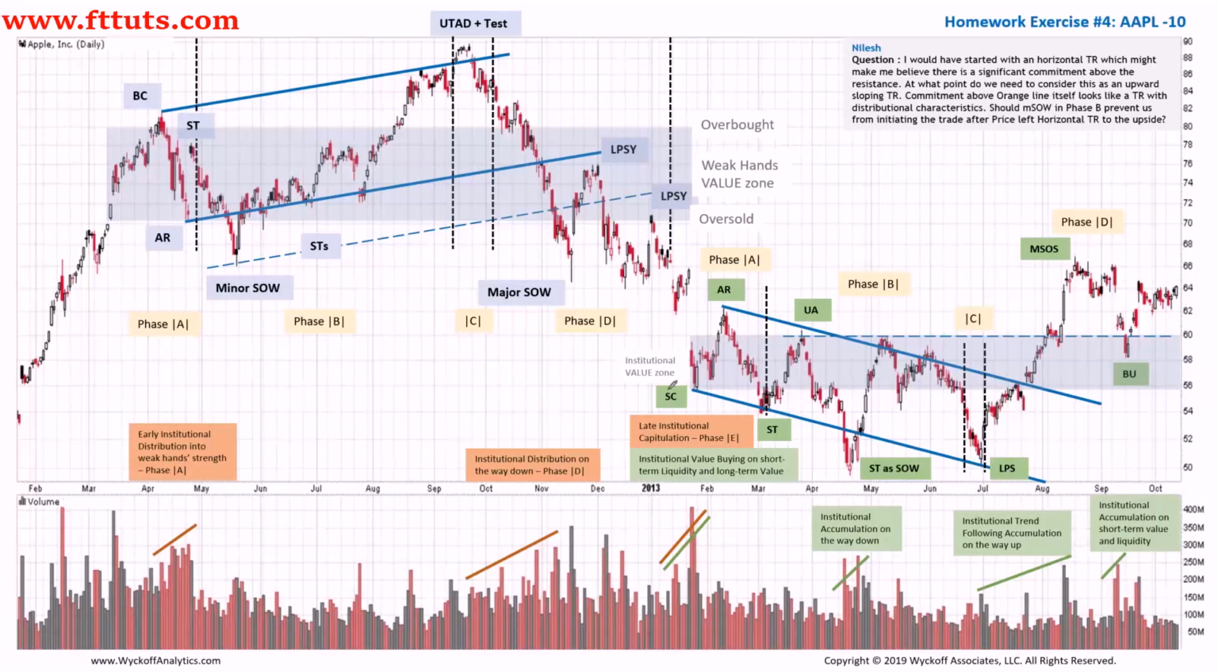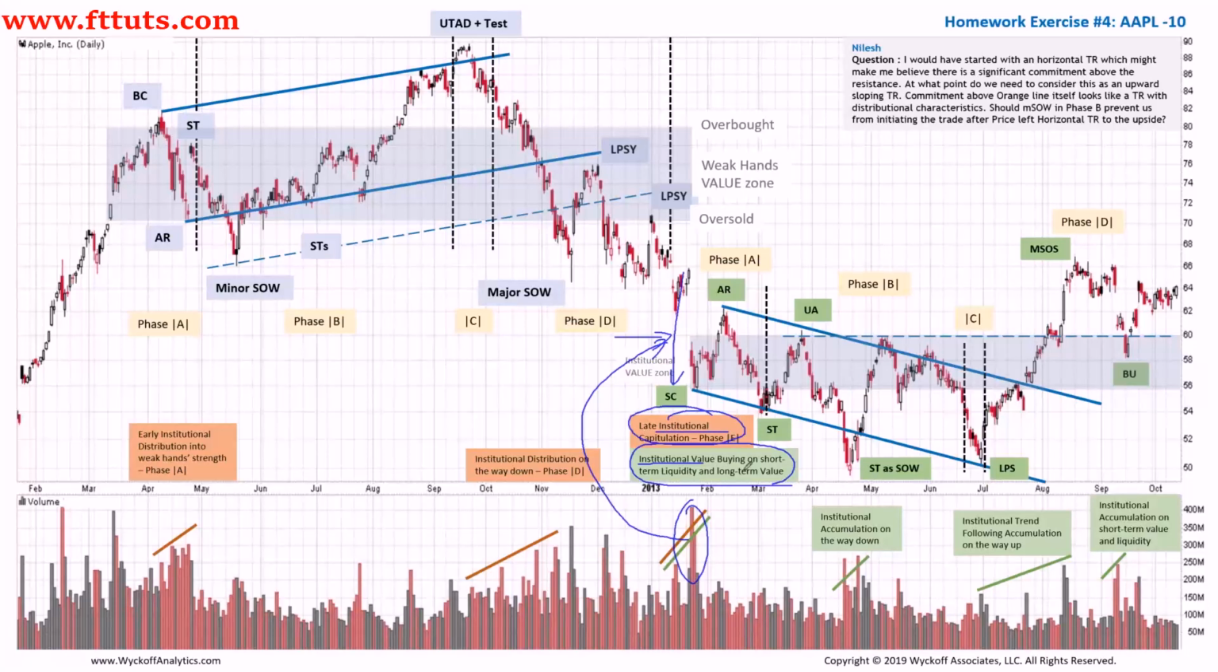And then on the way down, we're seeing that late institutional capitulation. It coincides with the institutional value buying on short-term liquidity and long-term value. So in other words, why is it so confusing? Why are we using institutional in both cases? Well, the drop to the downside suggests in the volume signature that institutions are present. They are sellers at this point in time, or rather, I should say, specific institutions are sellers.